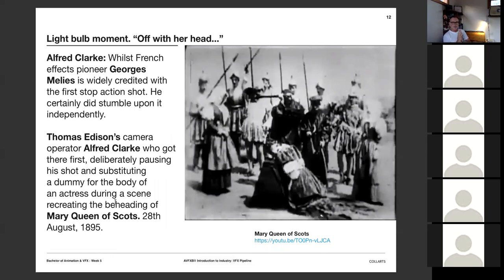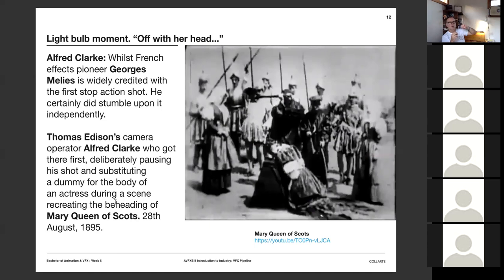So, another pioneer at that time. Whilst Georges Méliès was widely credited for accidentally stumbling upon this whole idea of the stop action shot, where the camera jams and something happens and the camera goes again, and there's this little snap action thing, there was this really interesting short film. It only goes for about 30 seconds, and it was made by a guy called Alfred Clark. He actually did it before Georges Méliès by a couple of years.